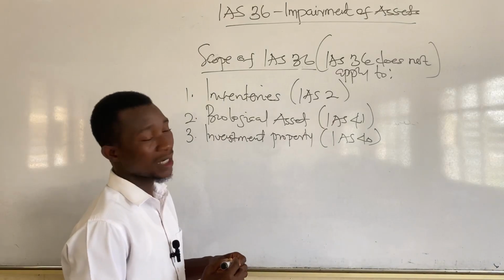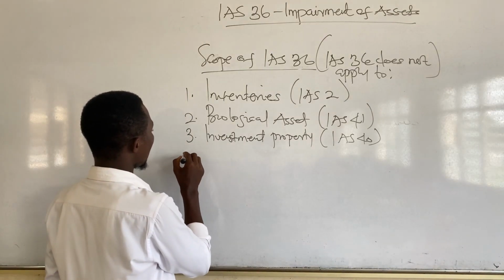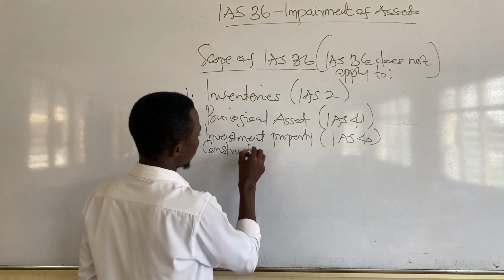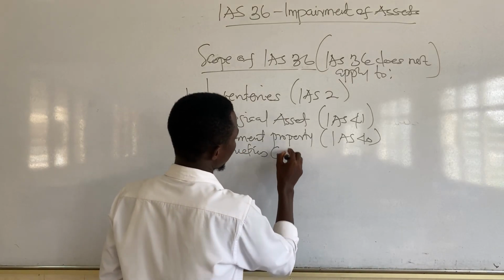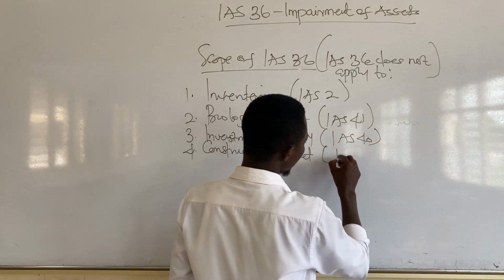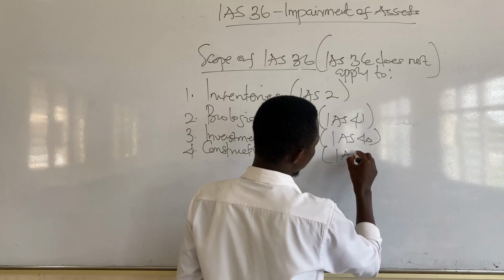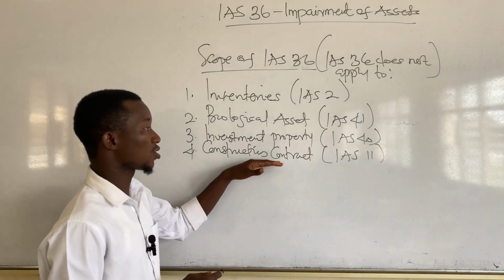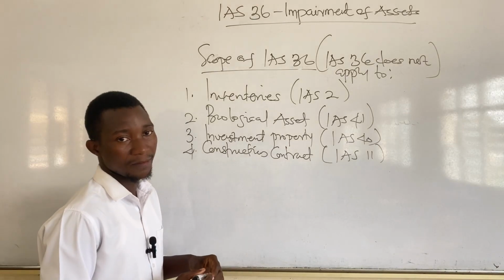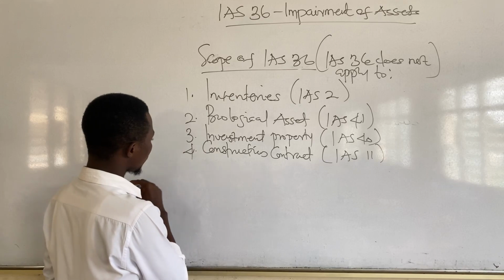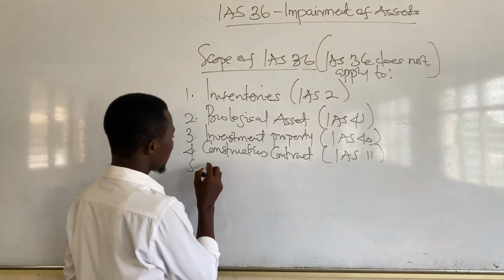And also we can talk about construction contracts. Construction contract, and that is IAS 11. So an asset arising from a construction contract, we can't test for impairment. Is that okay? And we can also talk about employee benefits.